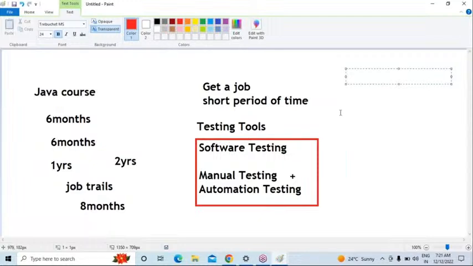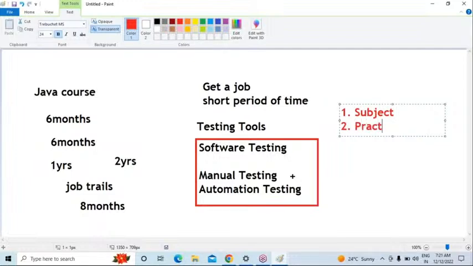The first thing is we require subject knowledge. So here I am going to be providing the real-time subject knowledge, and we require practical knowledge. We are going to give some assignments on a daily basis. The practicals in real time, how the testing is carried out, I will show you from starting to ending. You need not worry about it.